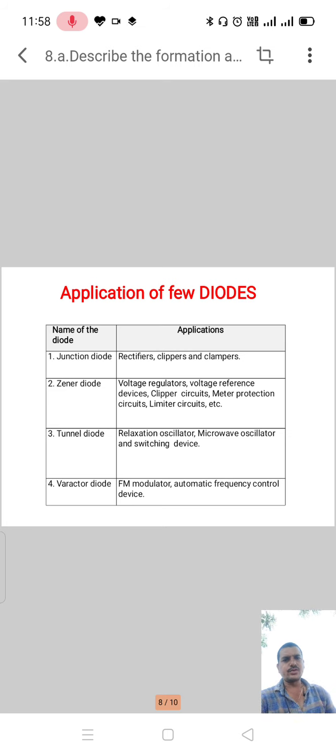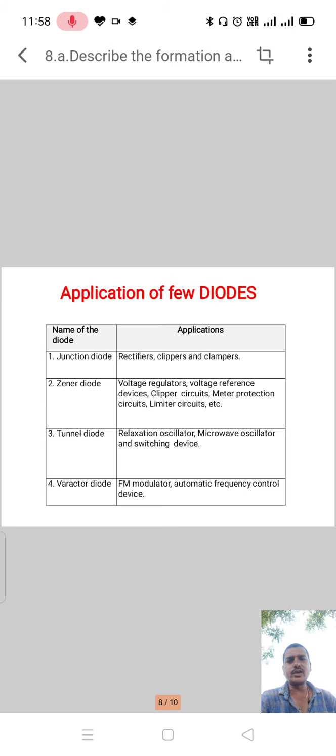Applications of a few diodes. Junction diode applications: rectifiers, clippers and clampers. Now once again you see the applications of the Zener diode: voltage regulators, voltage reference device, clipper circuits, meter protection circuits, limiter circuits, etc.